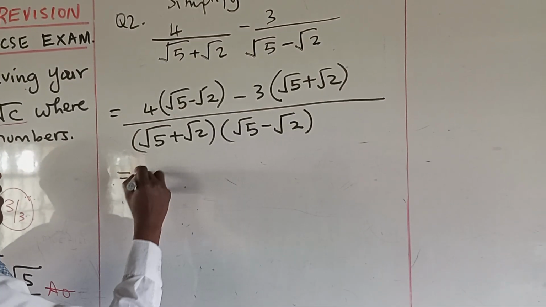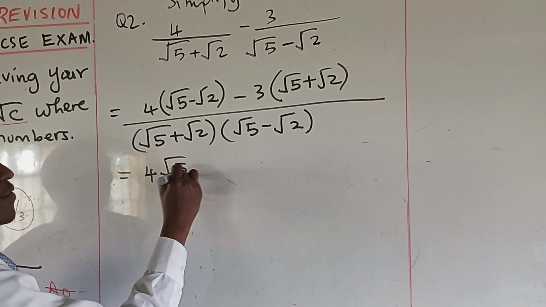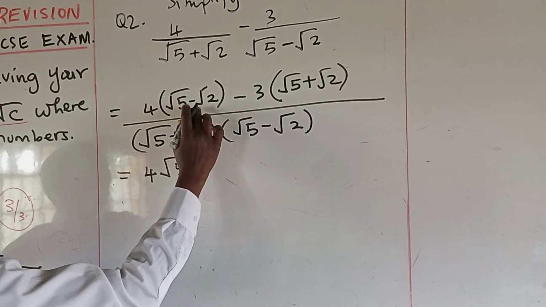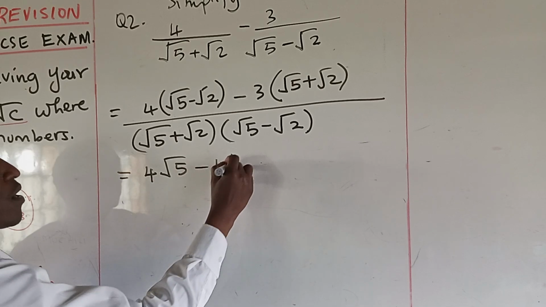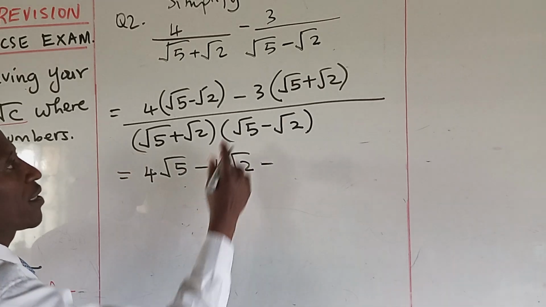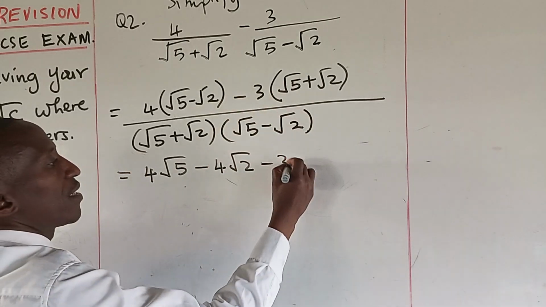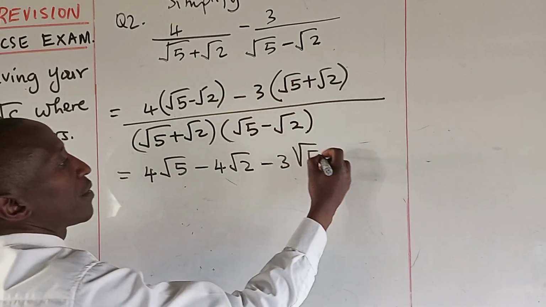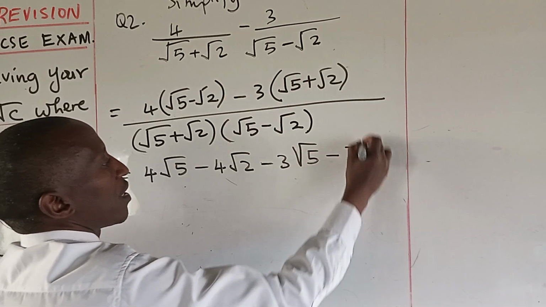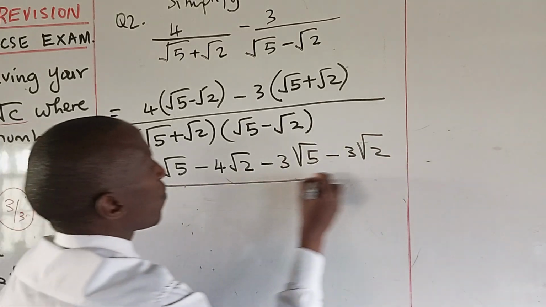4 by root 5 is 4 root 5. 4 by negative root 2 is negative 4 root 2. Subtract, 3 by this is 3 root 5. Negative 3 by positive, you get a negative 3 root 2 all over.